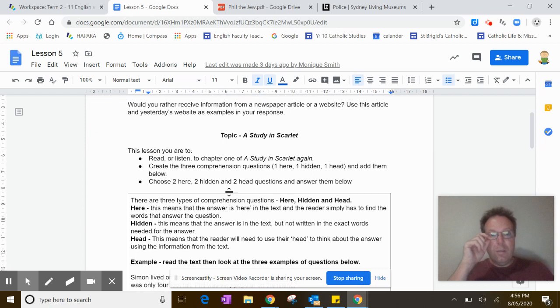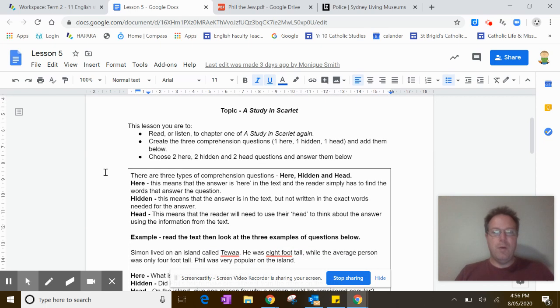After that, we're going to jump into looking at comprehension style questions. So you probably really haven't done much comprehension since early junior years or primary school. But when we go to do our HSC exam, maybe possibly even in our exam for term 3, end of year 11, we have styles of comprehension questions we're going to get. There are 3 styles of questions. There's a here question, a hidden question, and a head question.